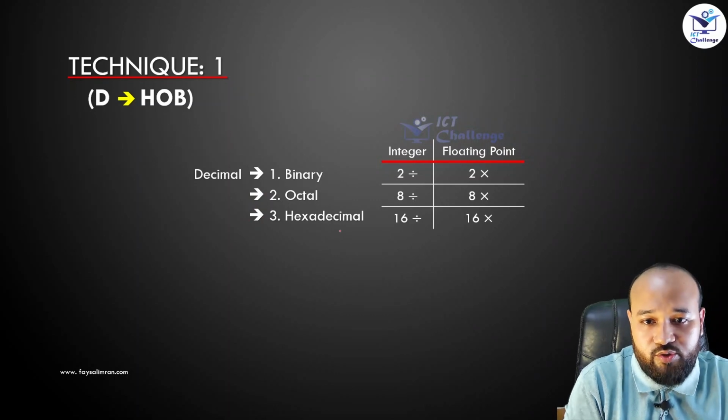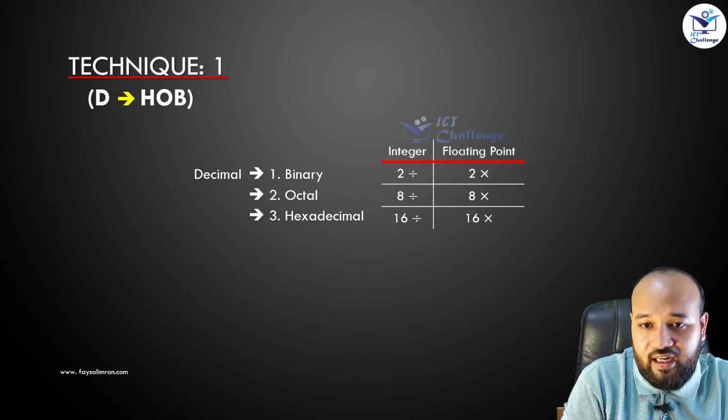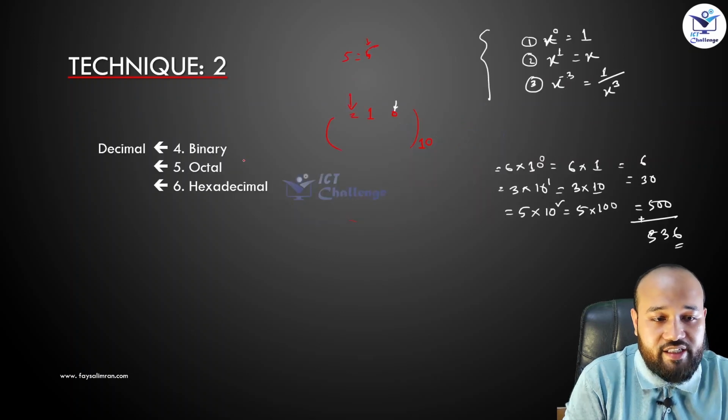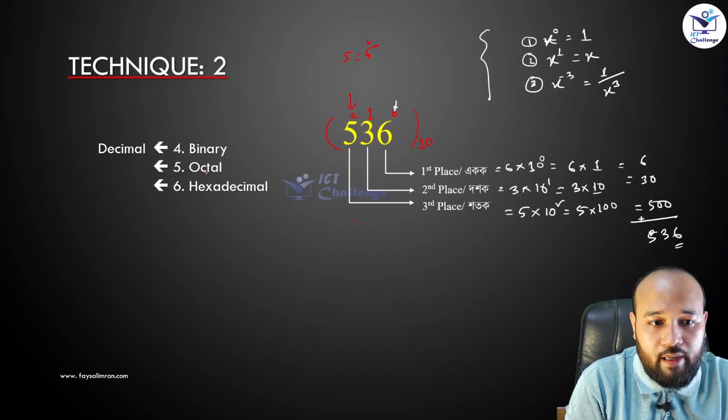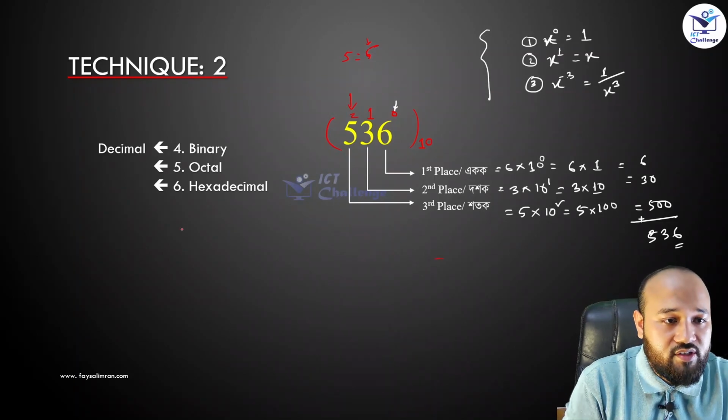Technique 1, decimal to the others. Here we convert decimal to binary: we have to divide by 2 for the integer part and multiply by 2 for the floating part, and for octal we have to divide by 8 and multiply by 8, also for hexadecimal. And technique 2, binary, octal, hexadecimal to decimal. So here we have to place a position for each of the digits, like 6 has 0, 3 has 1 and 5 has 2. So this is our technique 2.